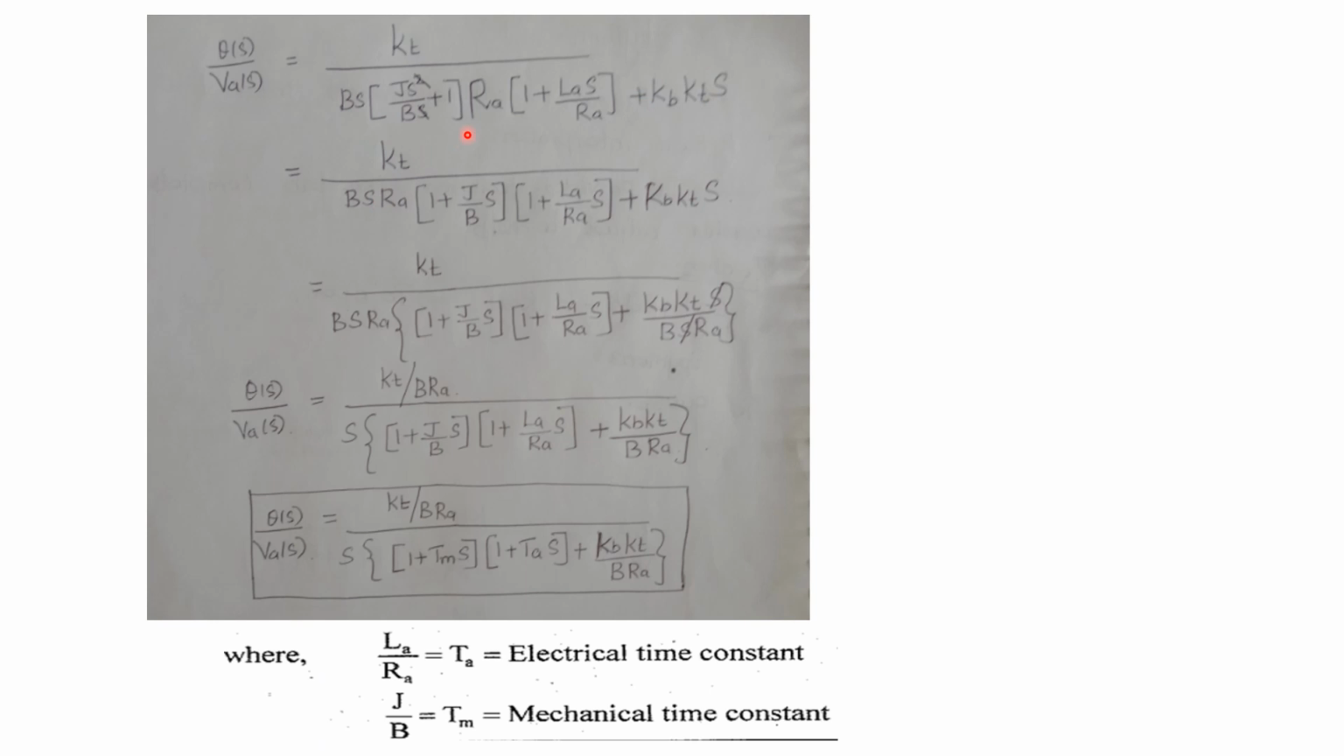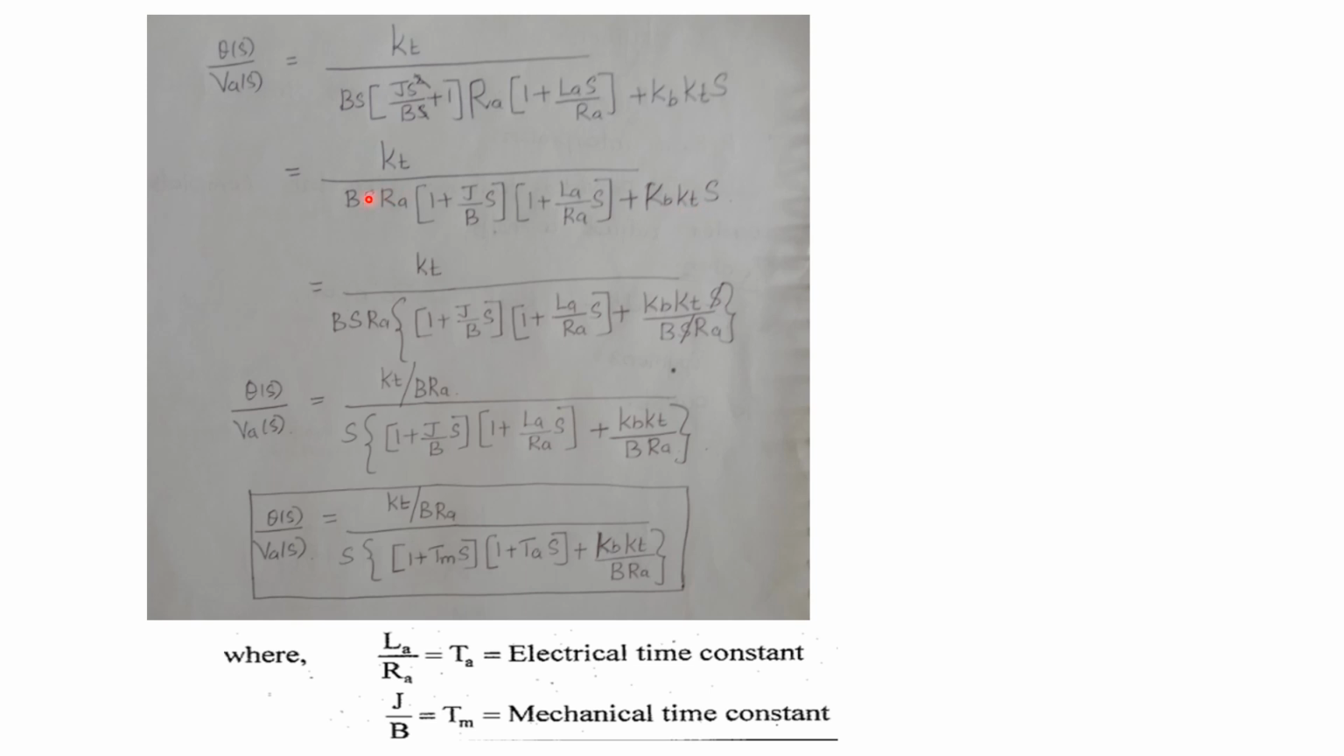Now what we have to do? We have to cancel this s and as well as s, and we can write this Bs into Ra. Okay, now except s, all the remaining terms should be kept in the numerator. Okay, so now what happens? Here this Bs into Ra term is only for this first term, isn't it? It is not common for the second term.